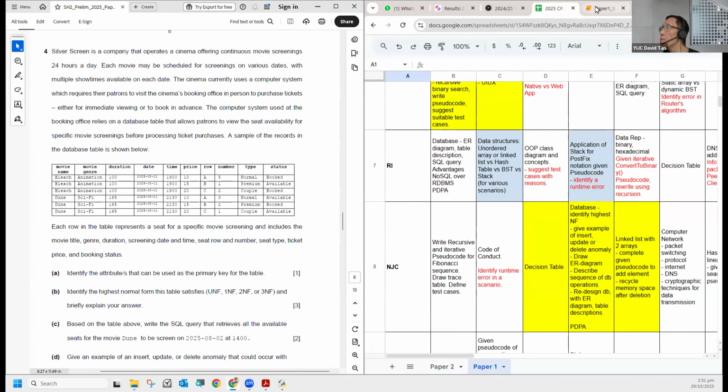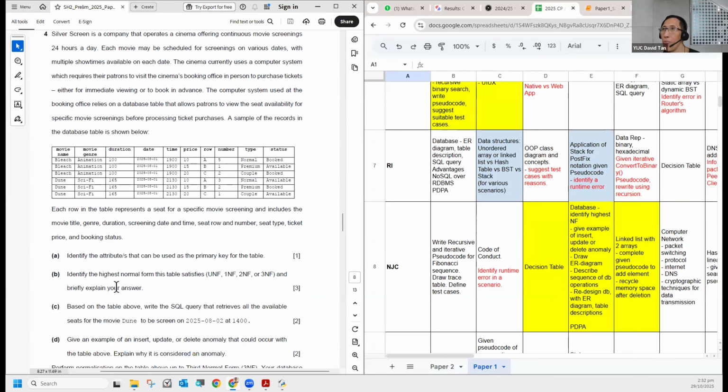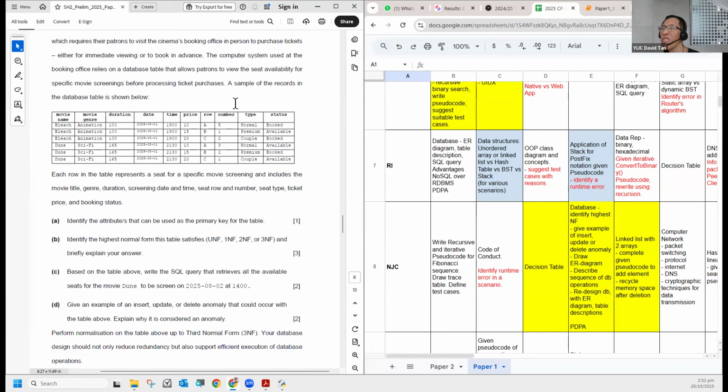Now, the attributes, primary key and all this kind of thing, I think it's quite standard. The highest normal form from this table, I actually didn't know, I never looked deep enough. Then it says perform normalization on the table up to 3rd normal form. That means this one is definitely not 3rd normal form, so at most it is 2nd normal form.